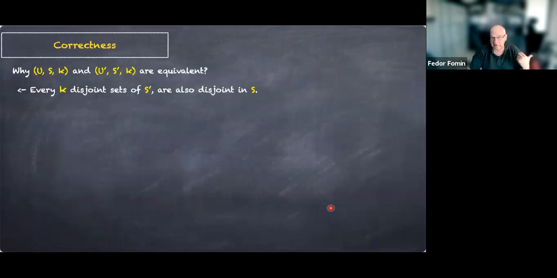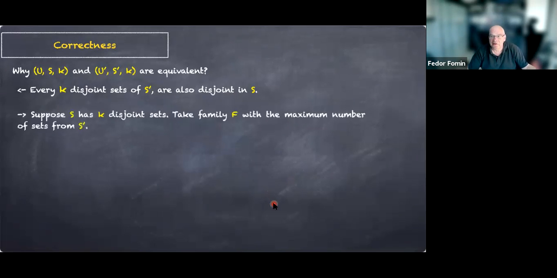So the interesting part is why these instances are equivalent. In one direction, it's simple again. If I have k disjoint sets in the smaller instance, the sets still will be disjoint in the larger instance, right? So this is a trivial thing. The other direction is more interesting. I should be certain that I do not occasionally kill all disjoint sets by compressing my instance.